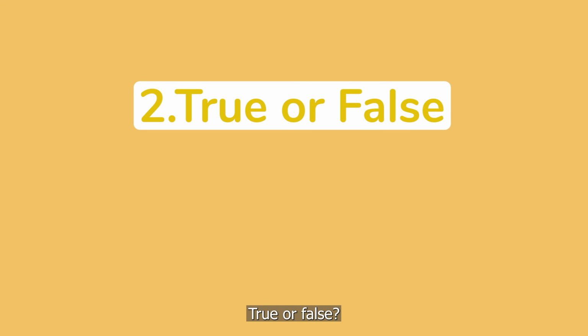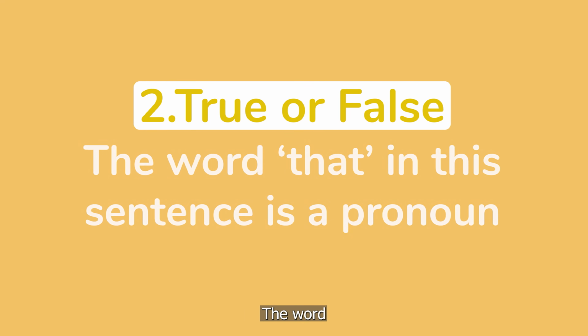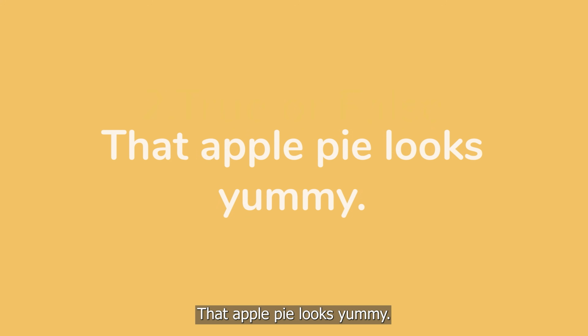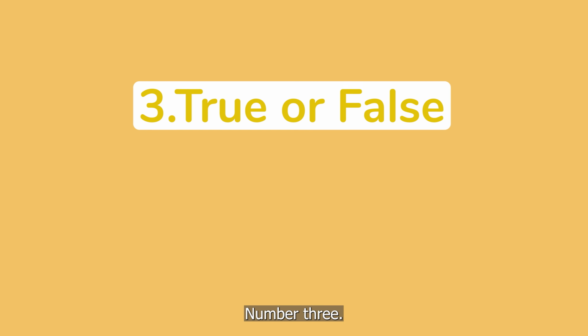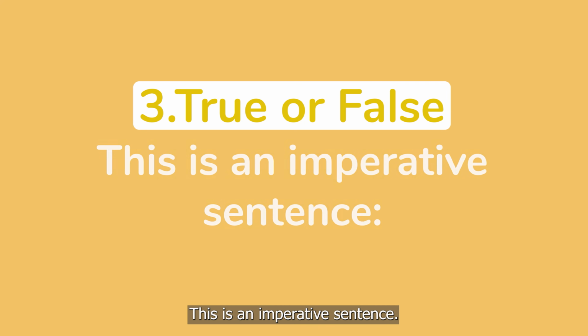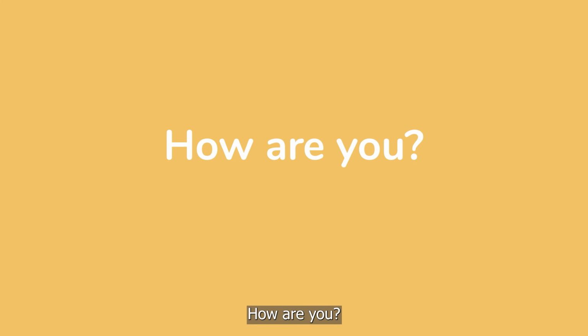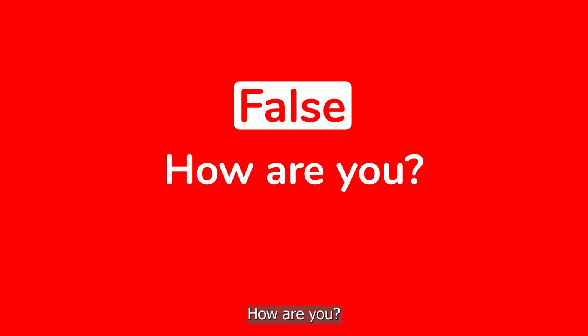Number 2, true or false? The word that in this sentence is a pronoun. That apple pie looks yummy. True. That is a demonstrative pronoun. Number 3, true or false? This is an imperative sentence. How are you? False. How are you is an interrogative sentence because it's a question.